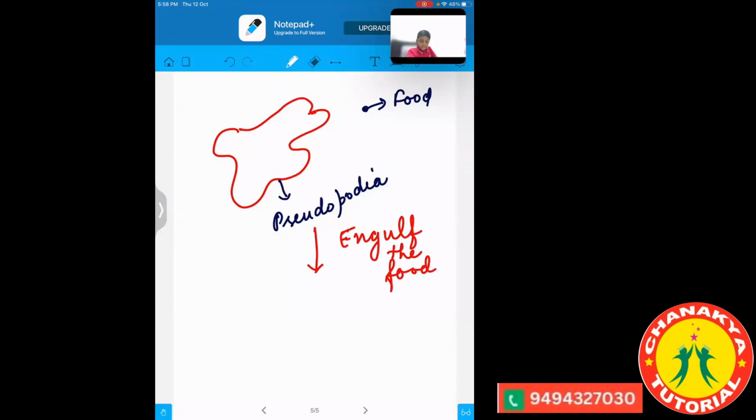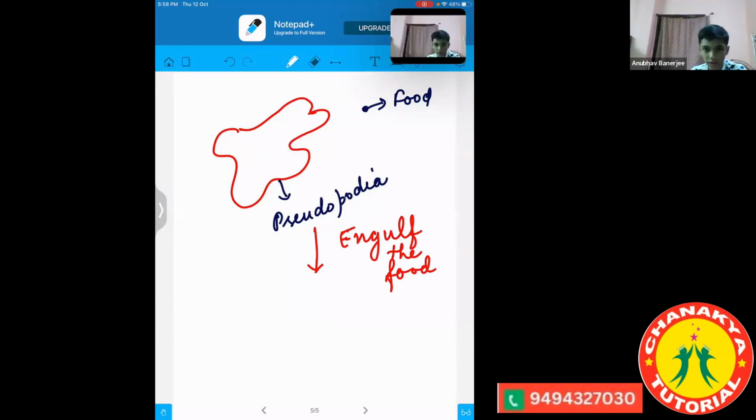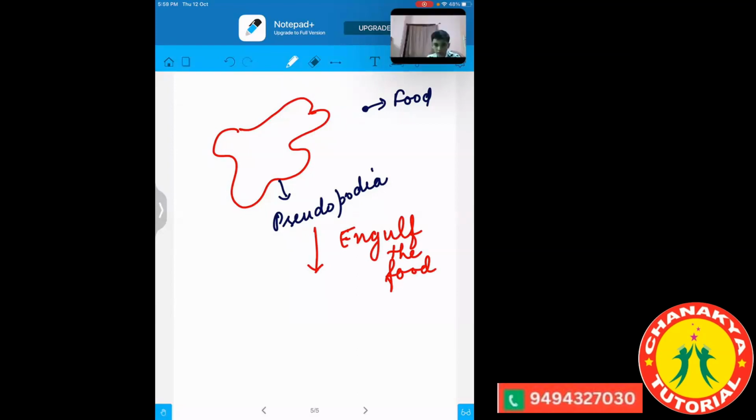What is the meaning? Yes, Anubhav, Akula, Varshit. Capture the food by all sides. Okay, very good. Okay, Anubhav, correct. So basically, engulfing means surrounding the food or capturing the food from all the sides. Or I can say in simple language, surrounding the food.